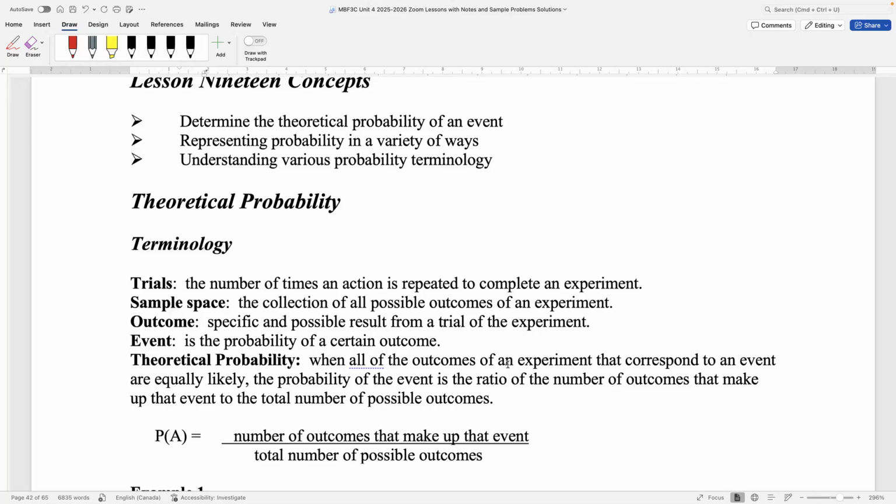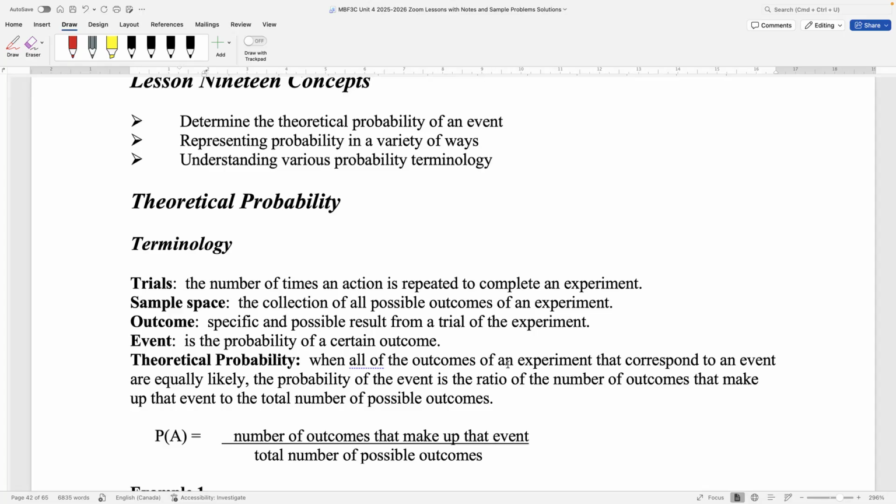If you want to get a 6, it would be a 5 and a 1, 1 and a 5, 4 and a 2, 2 and a 4, or 3 and a 3. There's only 5 ways to get a 6.